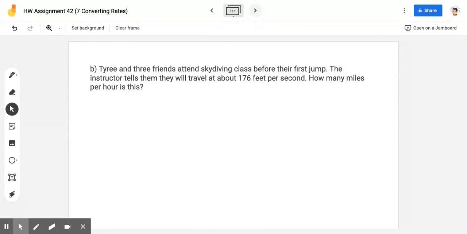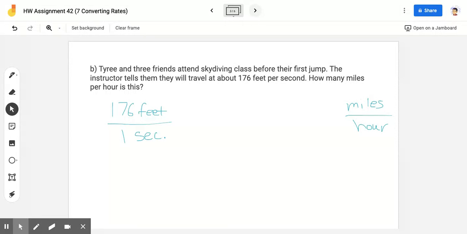Tyree and his 3 friends attend skydiving class before their first jump. The instructor tells them that they will travel 176 feet per second. So they're going to be traveling, I'm going to jot that down, 176 feet in 1 second. How many miles per hour is this? Okay, so we want to get it to be miles per hour, meaning I need to convert my feet to miles, and I have to convert my seconds to hours.